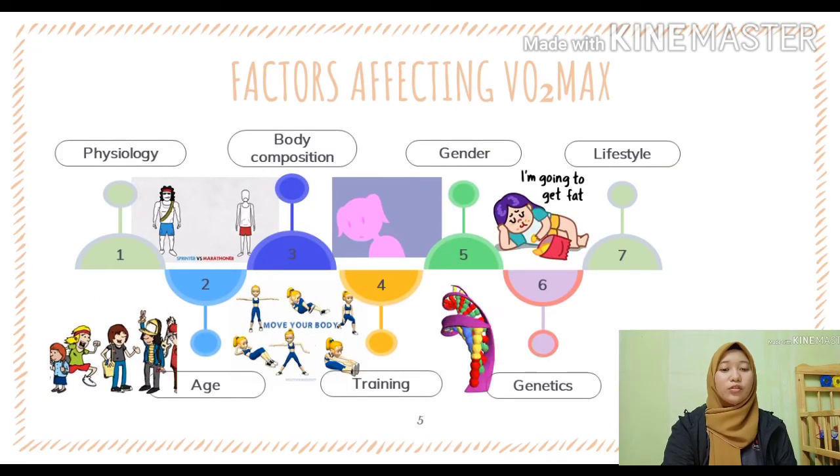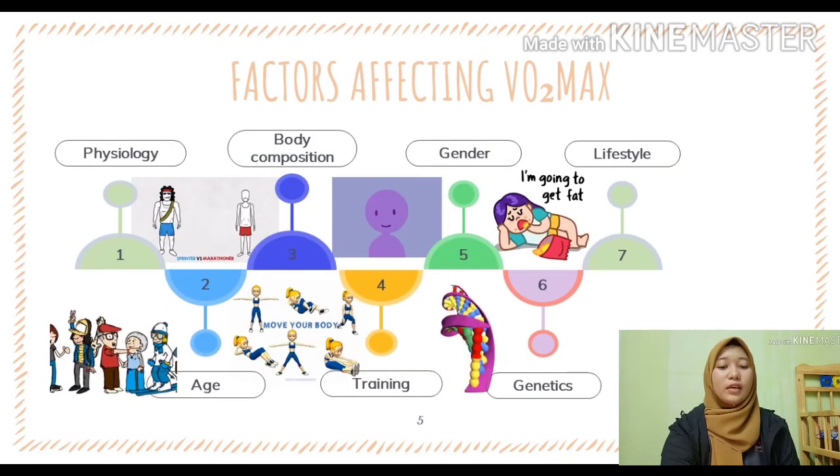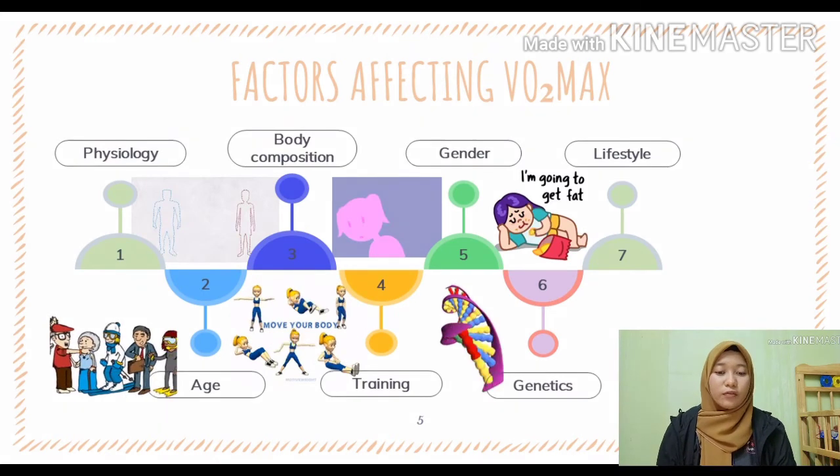Okay, next we're going to look at factors affecting VO2 max. First is physiology. Physiology is a factor that contributes to a high VO2 max score: a high percentage of slow twitch type 1 muscle fiber, high capillary density, high mitochondrial density and myoglobin content, and high blood volume and hemoglobin content. Second is age. VO2 max will decrease with age. After the age of 25 years, VO2 max is known to decrease by about 1% per year.